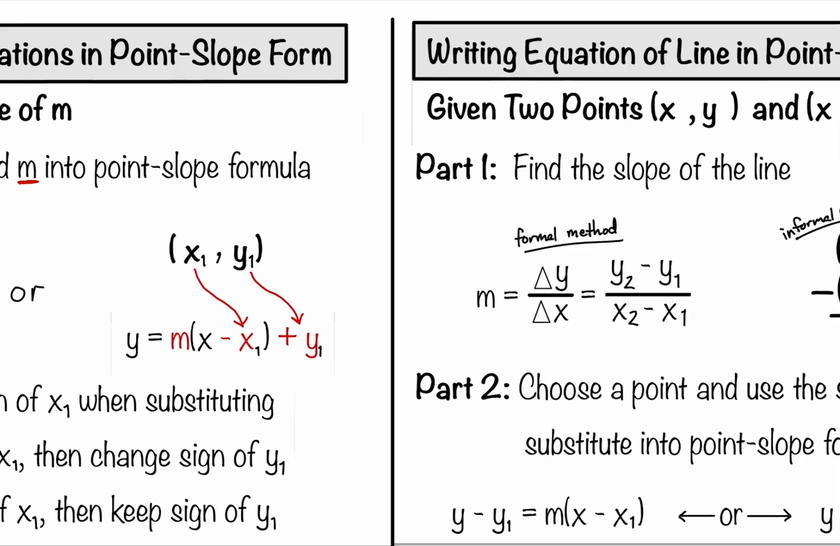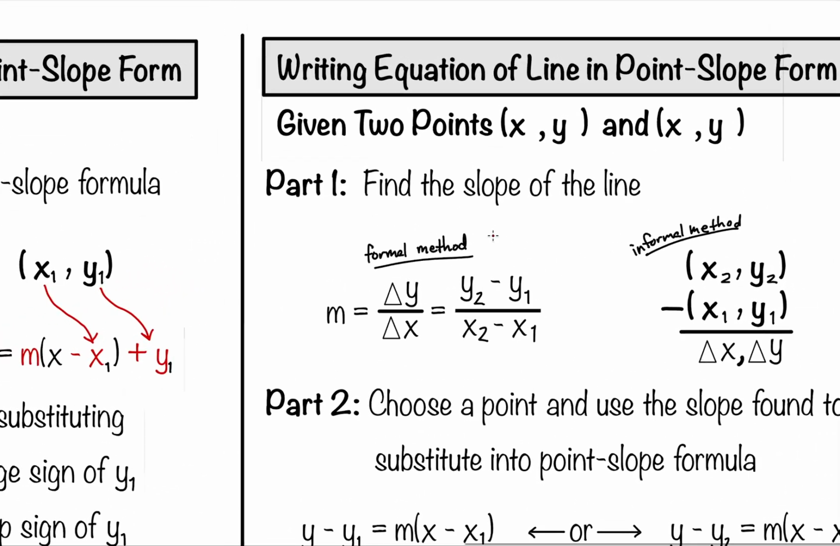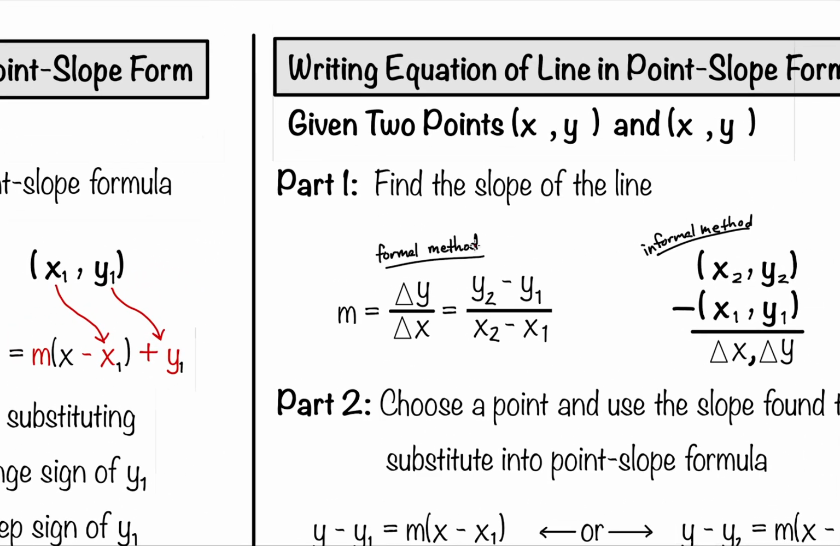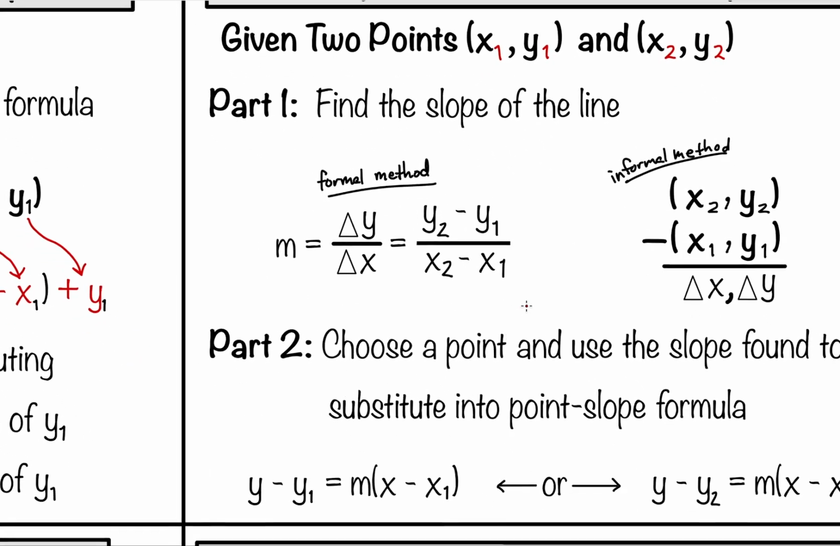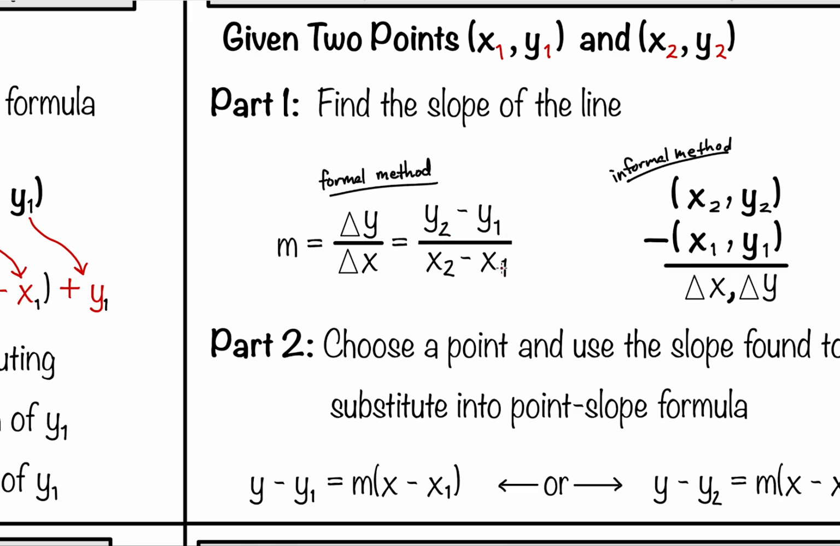So what do you do if you have 2 points and they haven't given you the slope? Well, if you have 2 points such as x1, y1, and x2, y2, then the first thing you need to do is find the slope of the line. And so we have our formula: y2 minus y1 over x2 minus x1. Or if you're doing this on paper, you can just simply take the second point minus the first point, or the first point minus the second point. The order of that doesn't matter. And then you just put your change in y over your change in x.